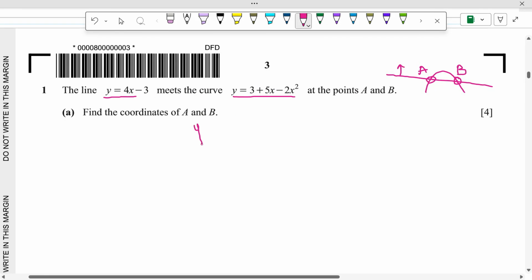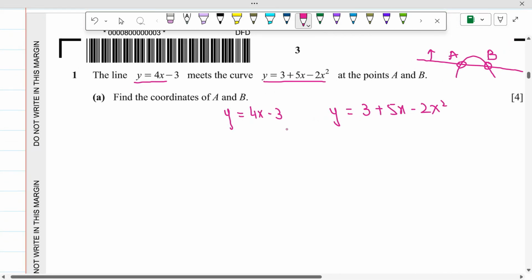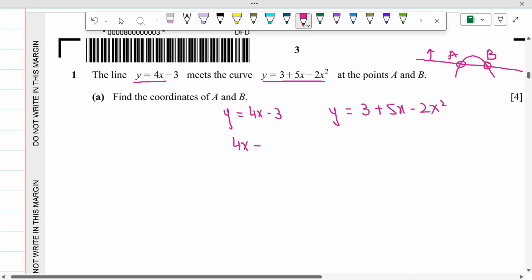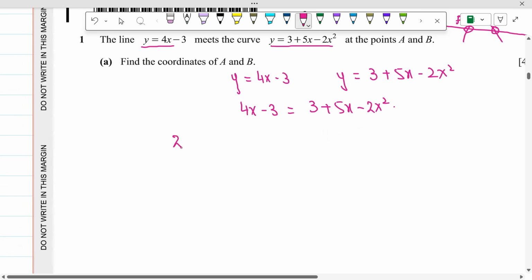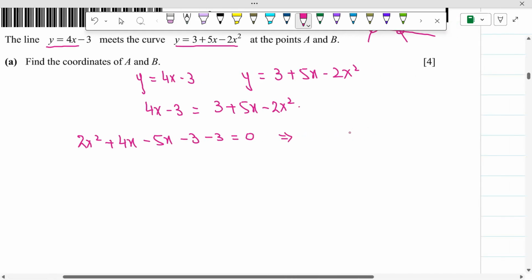So we know that y is equal to 4x minus 3, and on the other side y is equal to 3 plus 5x minus 2x square. So equating y, we will have 4x minus 3 equals 3 plus 5x minus 2x square. Further solving, we will have 2x square plus 4x minus 5x minus 3 equal to 0. So this is 2x square minus x minus 6 equal to 0.